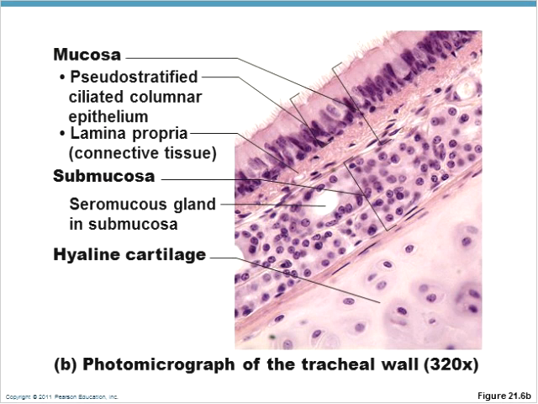You see this is a microscopic view. You see the mucosal pseudostratified ciliated columnar epithelium, the lamina propria, which is made of connective tissue, the submucosa you see here, and then finally the hyaline cartilage you see out here.